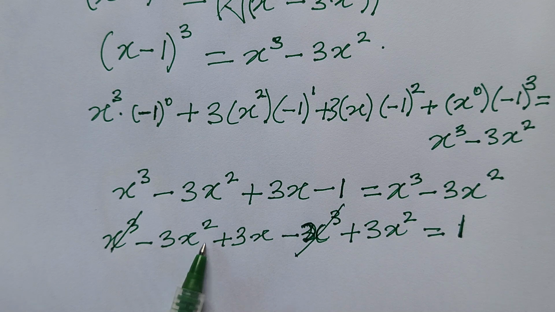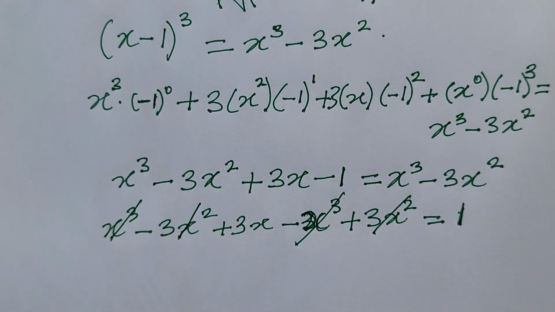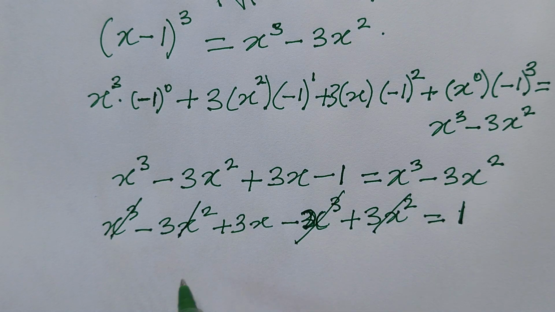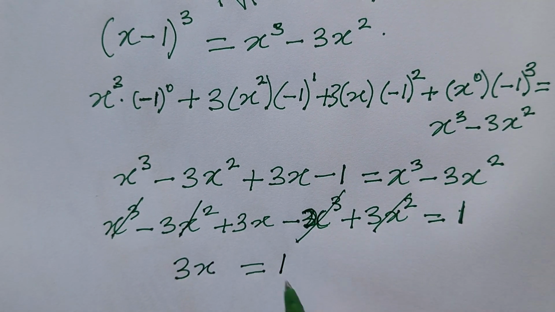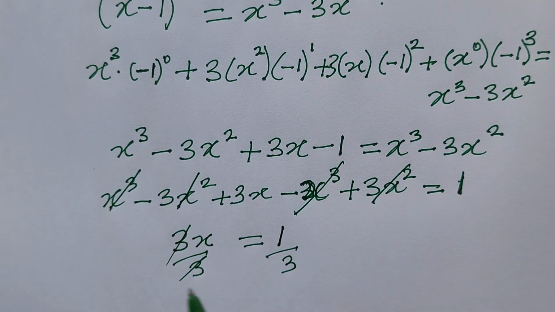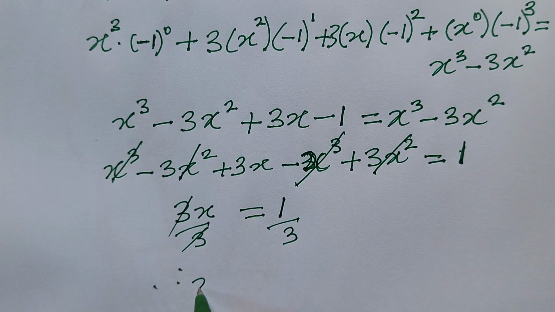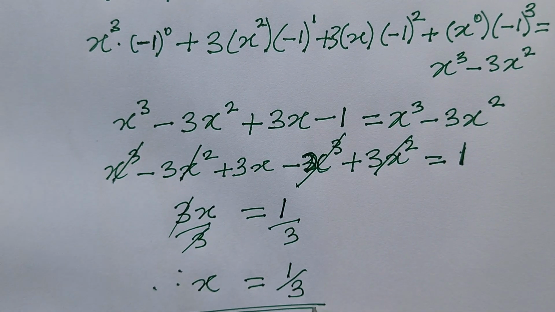Minus 3x squared plus 3x squared. This again will go with this. Then we are now left with plus 3x. So we have plus 3x equal to 1. So we divide by 3, divide by 3. This leaves, therefore, our x is equal to 1 over 3.